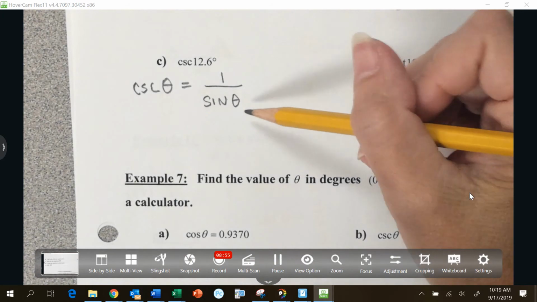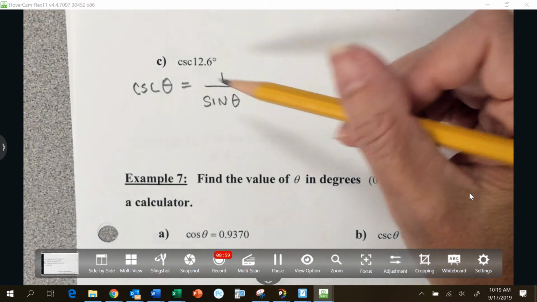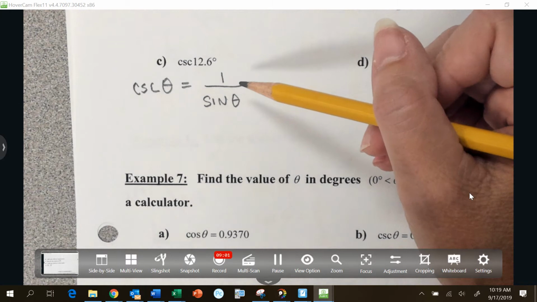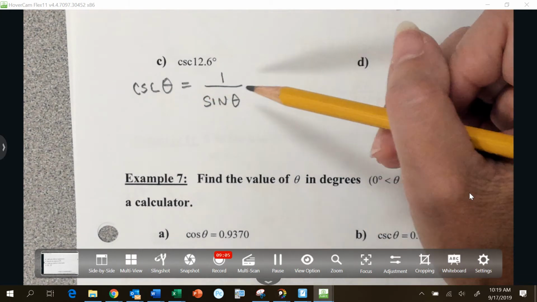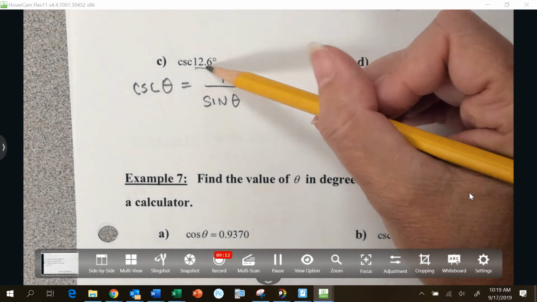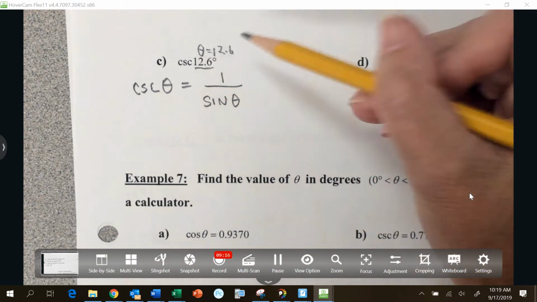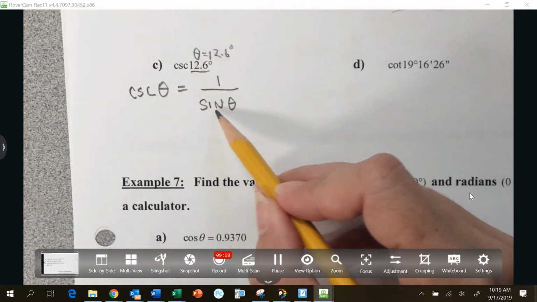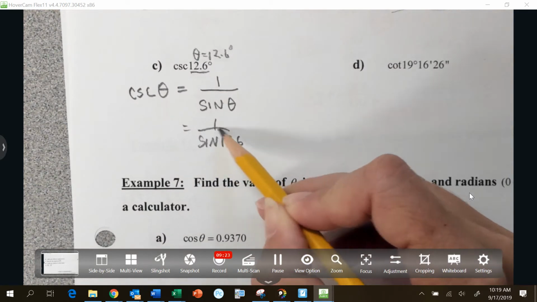We didn't really write this down yet, but we know that the sine and the cosecant are reciprocals of each other. So a reciprocal is basically 1 over. So these are equivalent. Okay? So what I have to type in, what is my theta? Right. So I have to do 1 divided by sine 12.6 on my calculator. That's how you have to type it in.